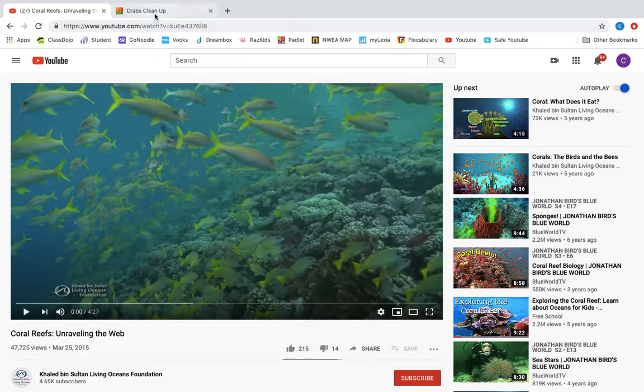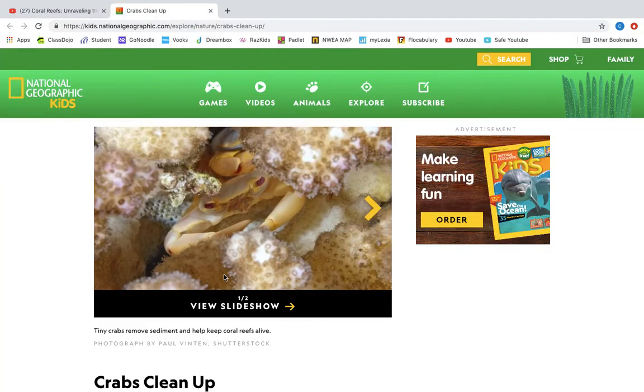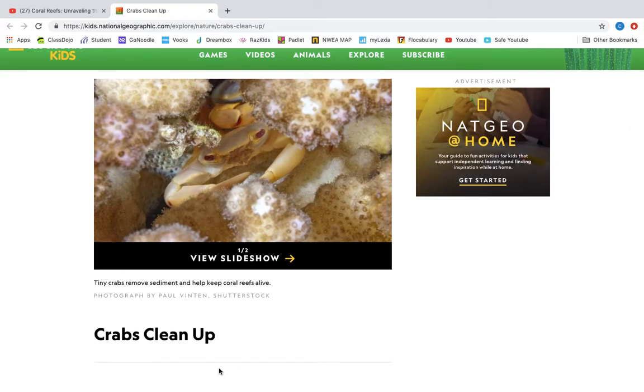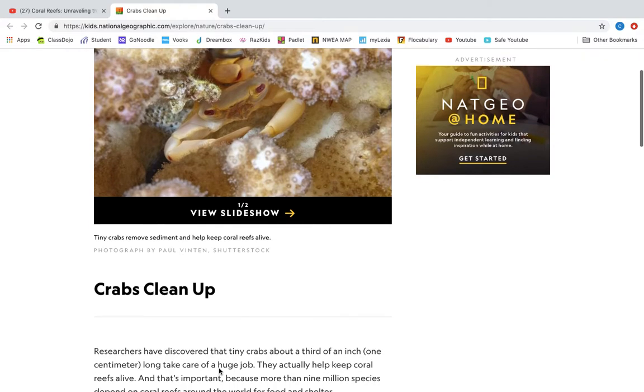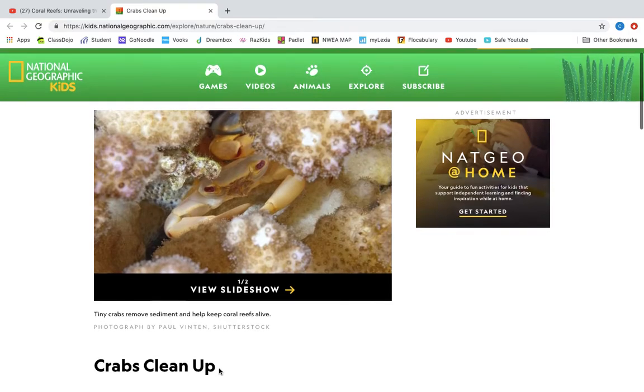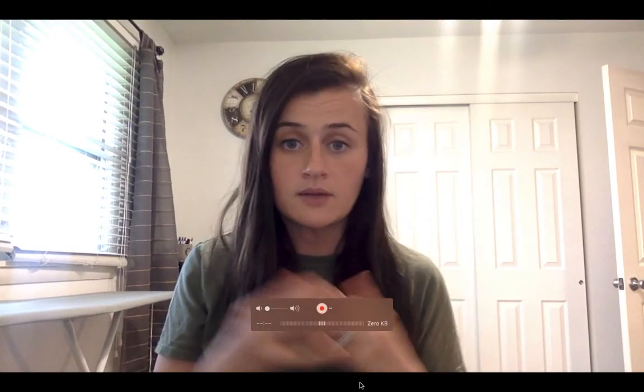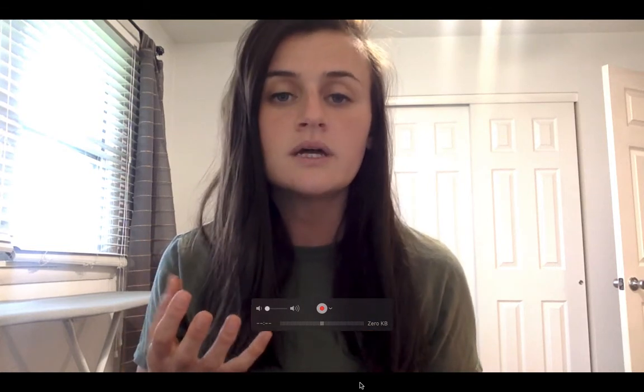After that, you are going to read this Nat Geo Kids article about crabs, these tiny little crabs that clean up the coral reef. Now, there's two ways you can do this, like normal. I will put up a read aloud of me reading the article for you in case you don't have anybody to read it for you or you're struggling with reading it by yourself. But I will also put the link in where you can read it by yourself and explore that article and look at the pictures, okay?